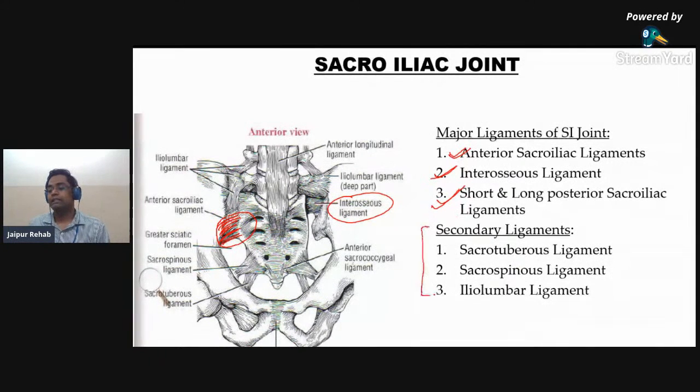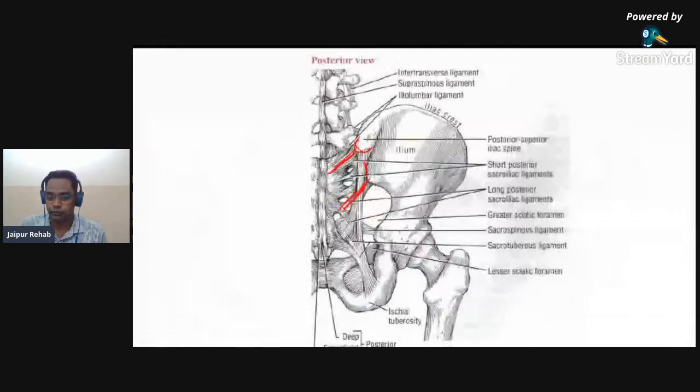Now there are a few secondary ligaments, because these are those ligaments which do not have direct attachment onto the sacrum, but they influence the sacroiliac joint. Okay, the first in this part is the sacrotuberous ligament. The sacrotuberous ligament is the strongest ligament of the body, right? So this is the sacrotuberous ligament.